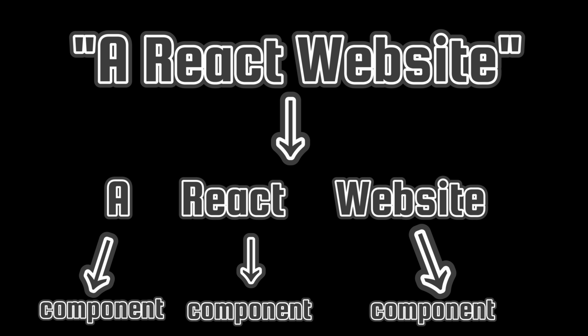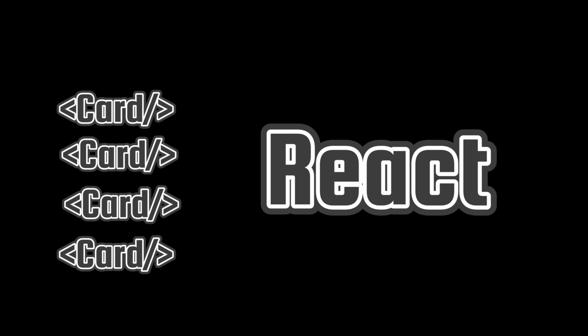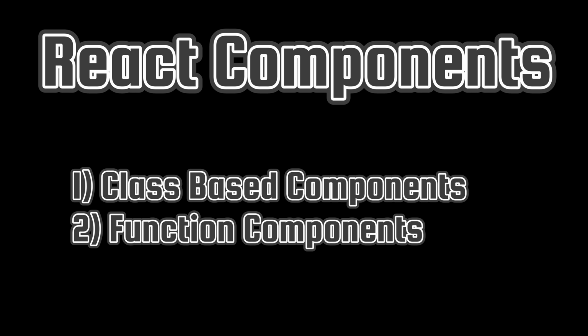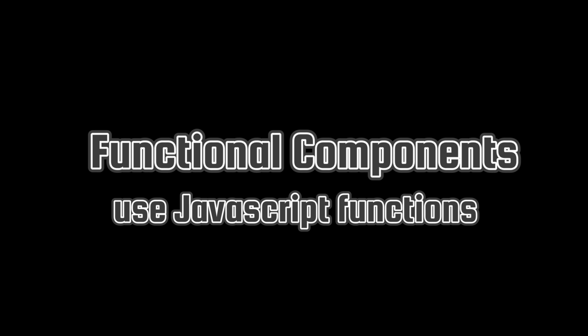Now, what are components? A React website is divided into small parts known as components. If you create a card in HTML, you'll have to copy-paste its code to populate it. But in React, you only have to write the code of the card one time and you can reuse it whenever you want. ReactJS components are of two types, class-based components and functional components. Class-based components use OOPs, which stands for Object-Oriented Programming, whereas functional components, as the name suggests, use simple JavaScript functions.